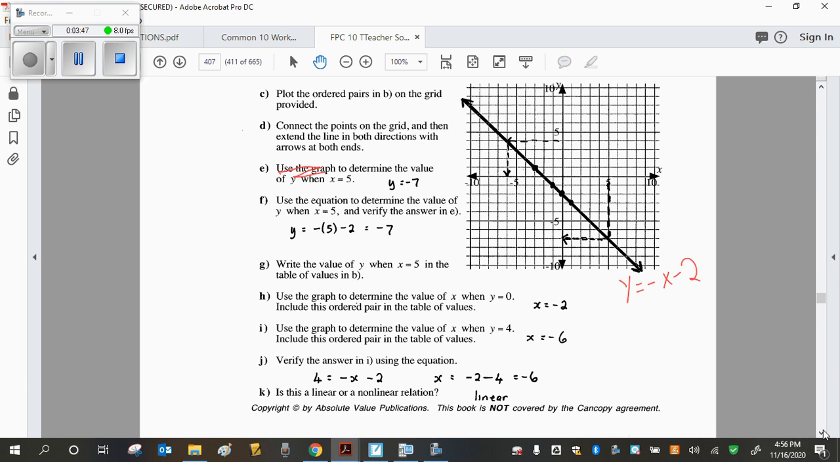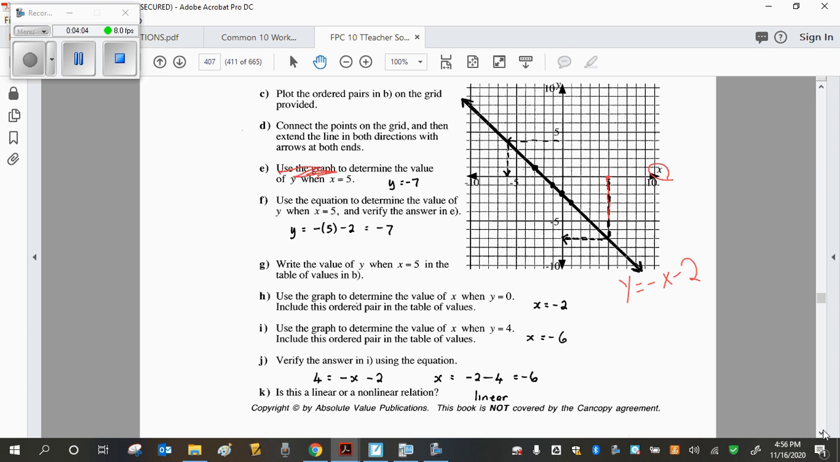Part E says use the graph. Use the graph when x equals 5. Make sure you go to x equals 5. X is along the horizontal axis. So that's 5 to the right, not 5 up. That would be y equals 5.